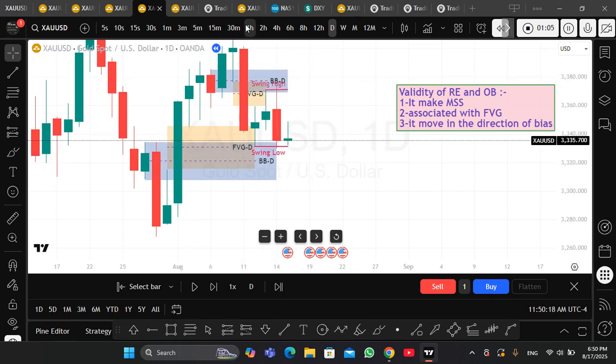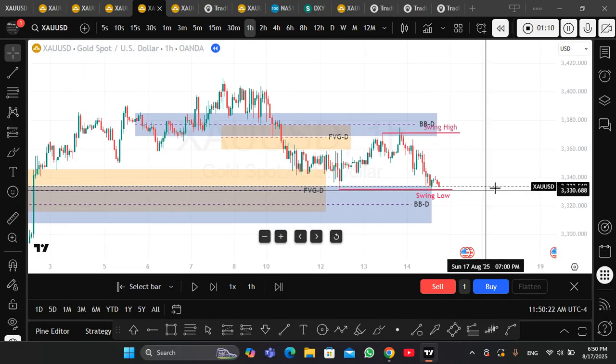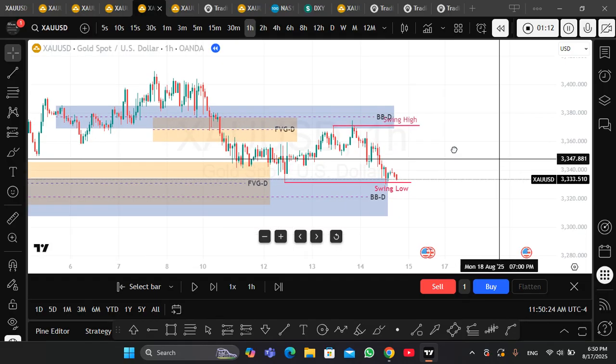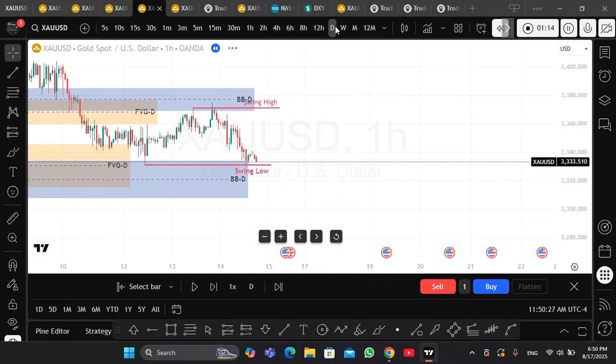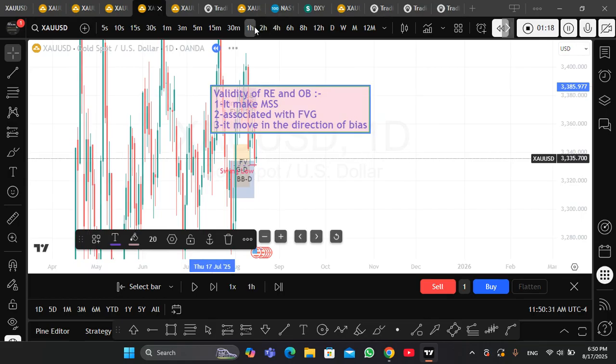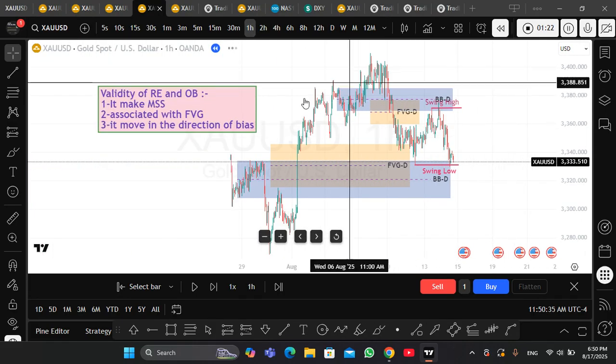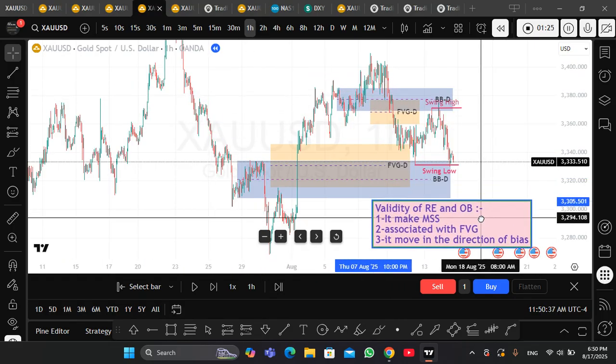When we change it to 1 hour to make a trade on a lower time frame, sorry, I want to be clear with this information so that I can see it very clearly. I will put it here.